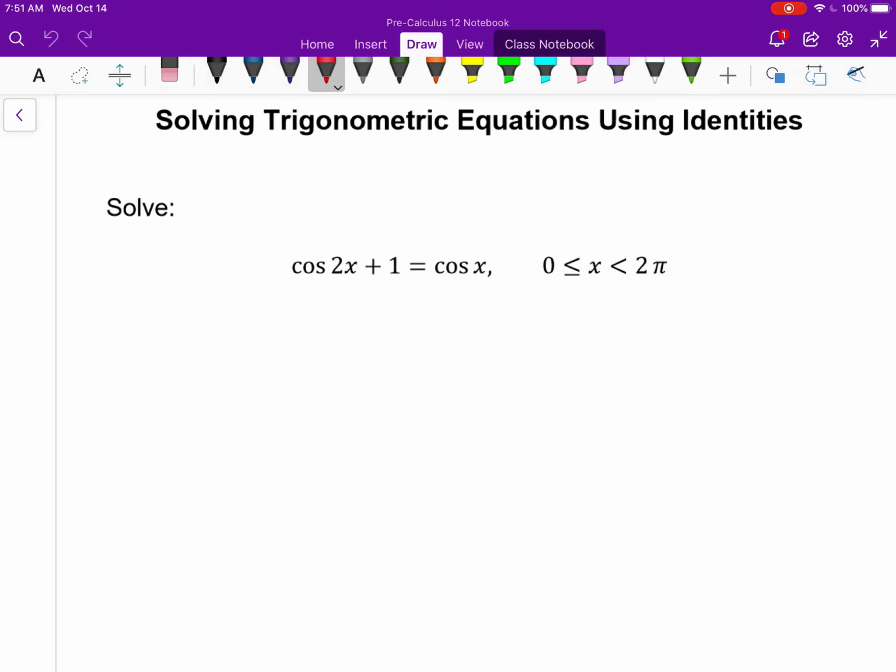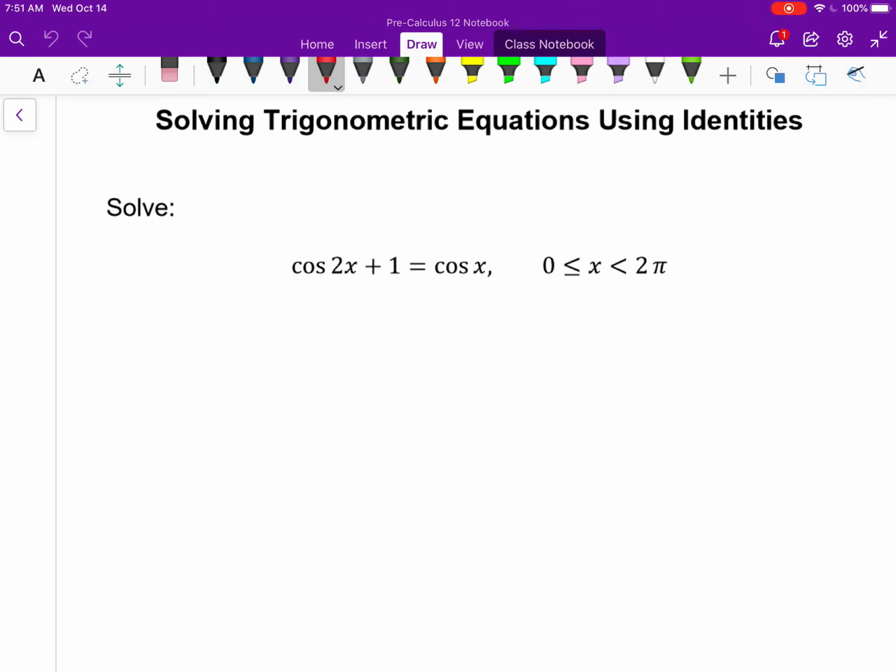Some of these equations can be quite challenging because they really draw upon our knowledge of the entire unit in many ways. But at some point, identities will come into play. That's it. I want to solve a trigonometric equation. Notice I have one here. My restriction is quite simple, from 0 to 2 pi, so that won't be a big deal. The question is, how do I solve this?